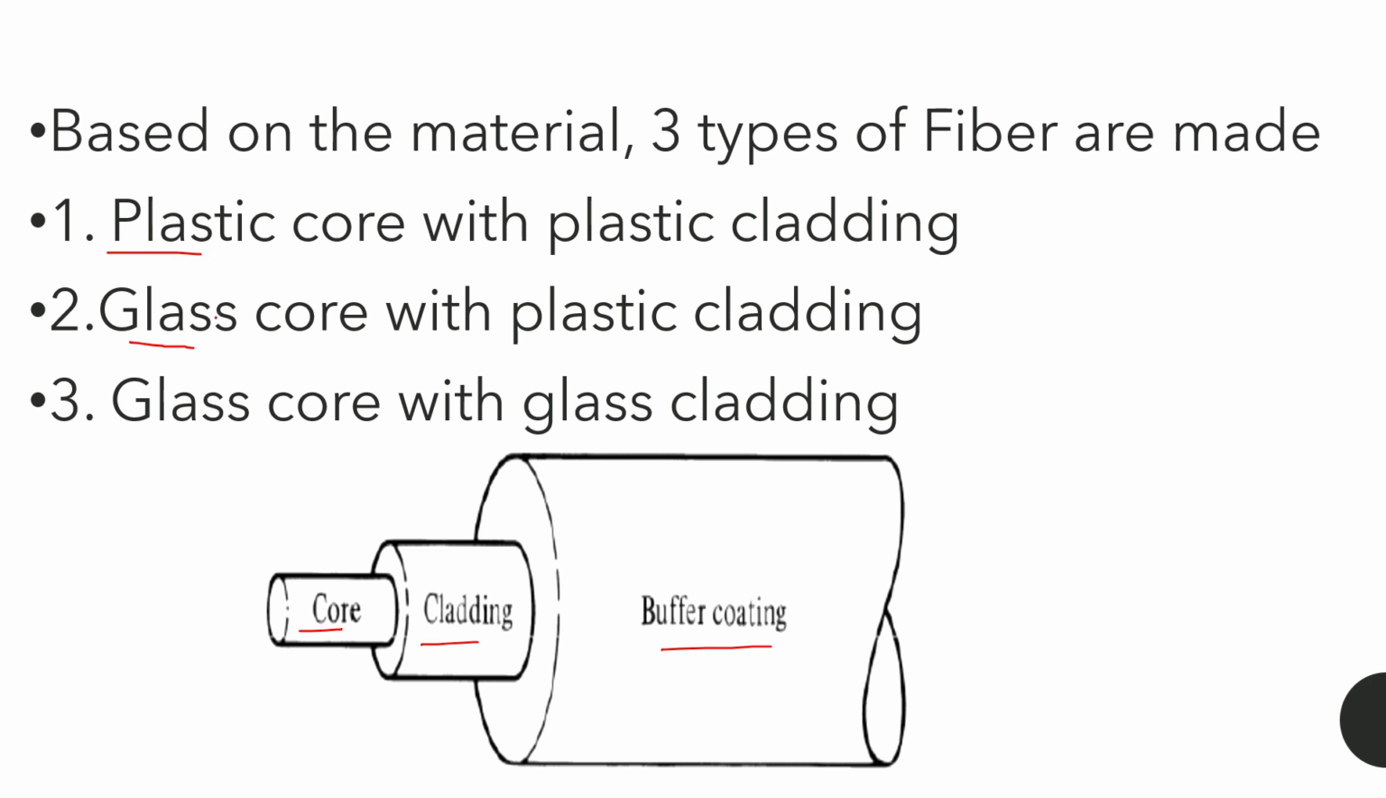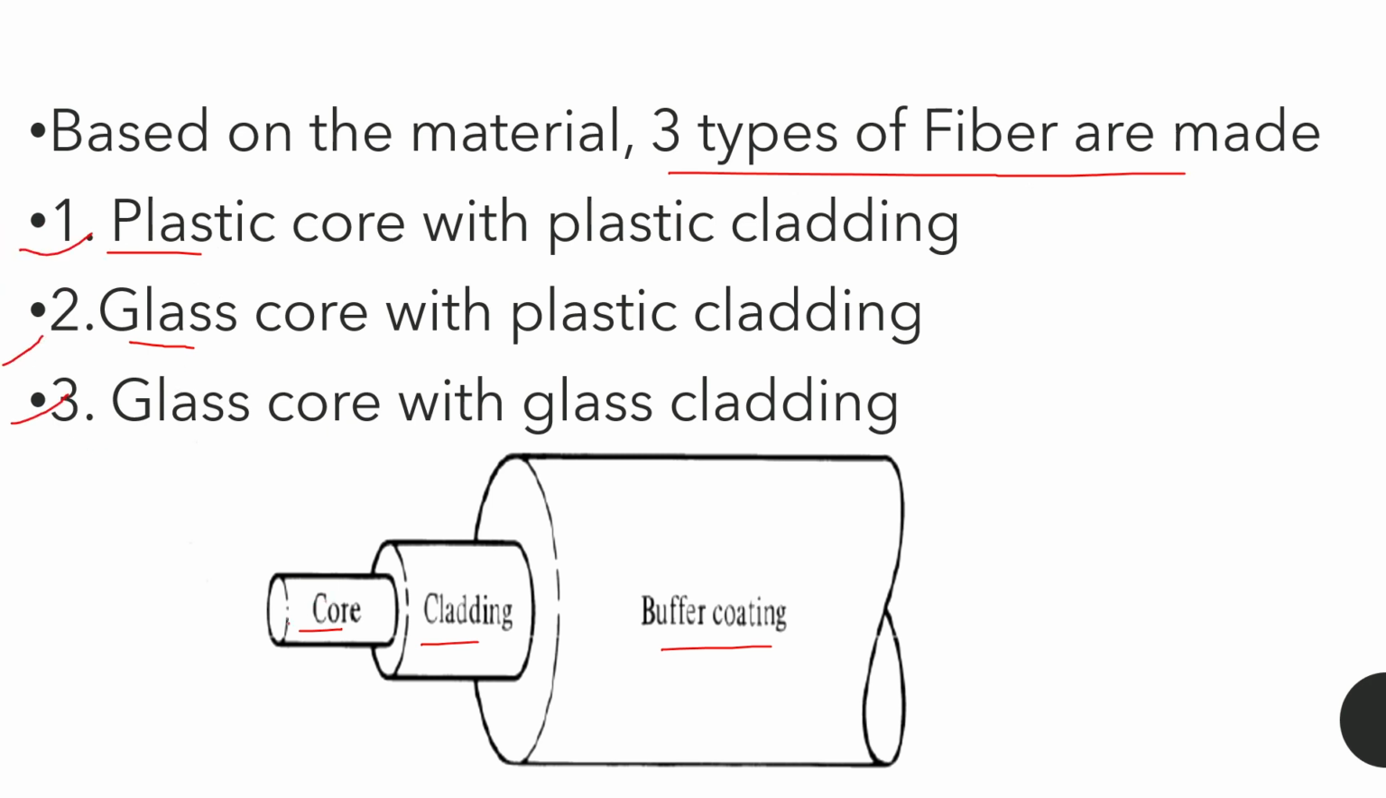While designing the optical fiber cable, it is important to note that the refractive index of the core should be greater than the refractive index of the cladding. Based on the material, three types of fibers are made. This is the first one, this is the second one, and this is the third one.